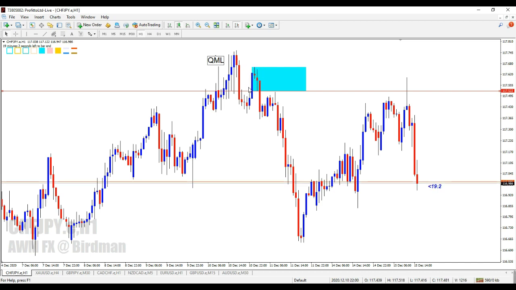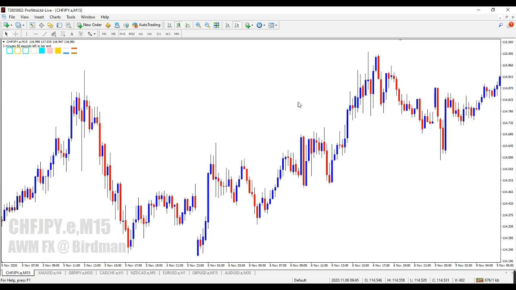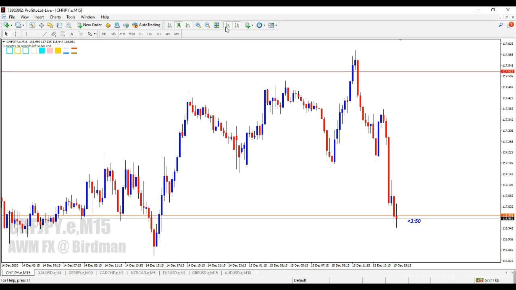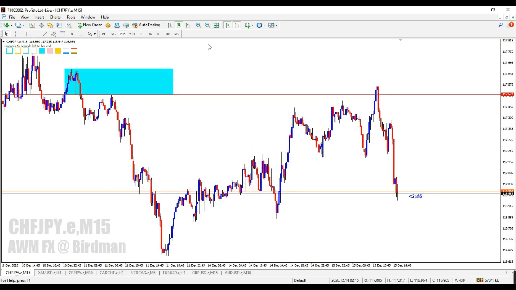This is what we call a decision point zone. All right, the zone, the area over here. So what we're going to do is switch to a smaller time frame and look for something there. That is how we do it. We always look for something there.